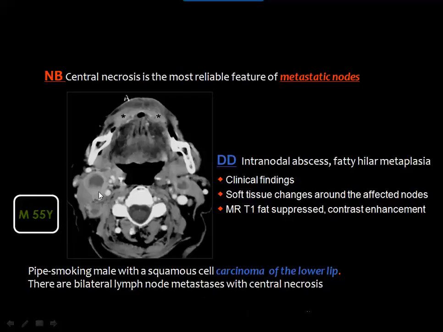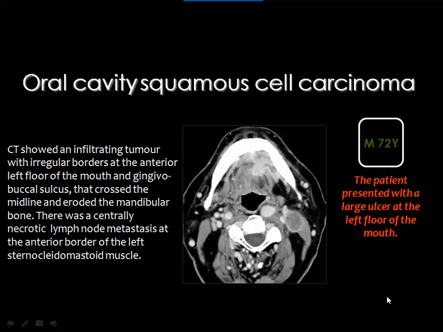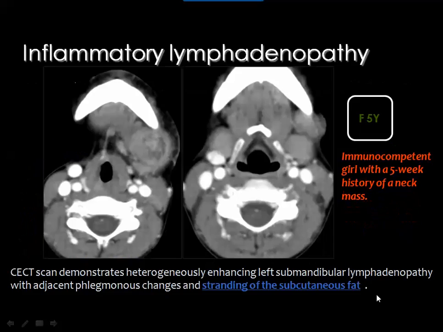They have a necrotic center and a peripheral enhancing margin. Then an oral cavity carcinoma like this one, which affects the floor of the mouth on the left side, and you can see an ipsilateral node deep to the sternomastoid showing a necrotic center and a peripheral enhancement denoting lymph node metastasis.